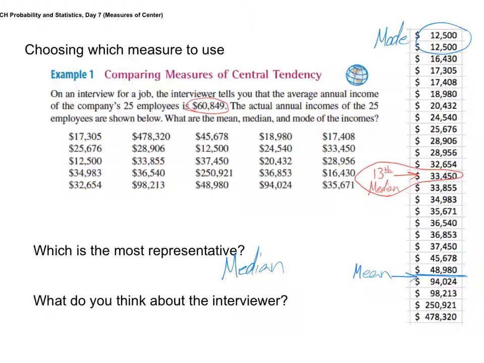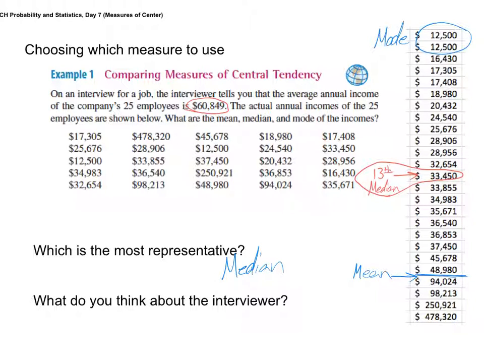But that's why you don't sign a contract till you know everything that's in it. But here he's trying to sell the position. He's trying to get somebody, and he might give you close to that, maybe, but that's not really an accurate representation of what's really going on, because you have these folks here that are making a ton of money, and they're pulling that mean up a lot higher.